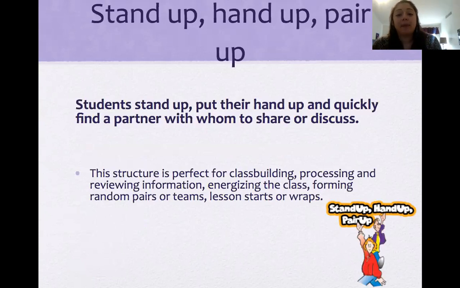Stand Up, Hand Up, Pair Up. So it's quite simply what it says. You stand up, put your hand up, you go up to another person, they slap hands like this, and then that's your partner. So this is a good way to quickly find a partner to share or discuss. This is good for class building, processing and reviewing information, getting the class amped up about something, making up random pairs, or at the beginning of a lesson, or wrapping up a lesson.